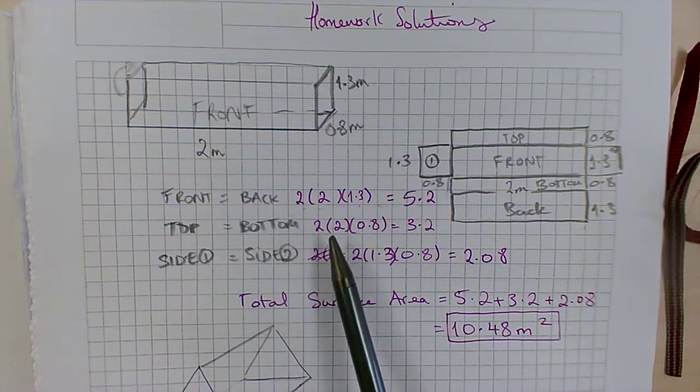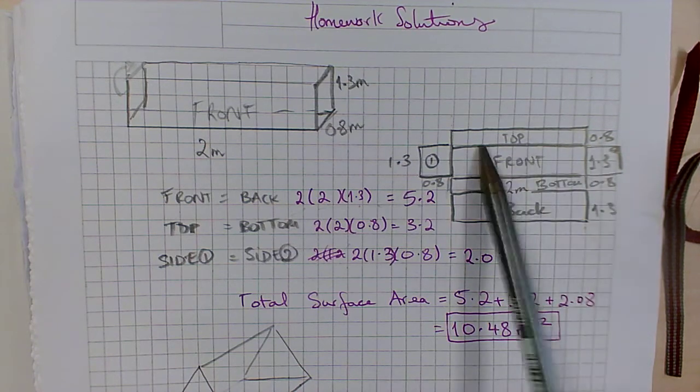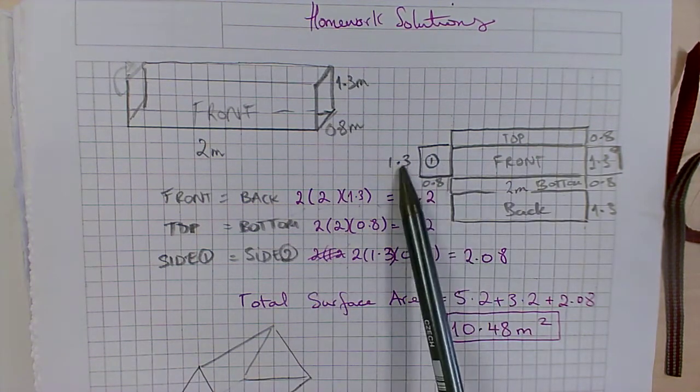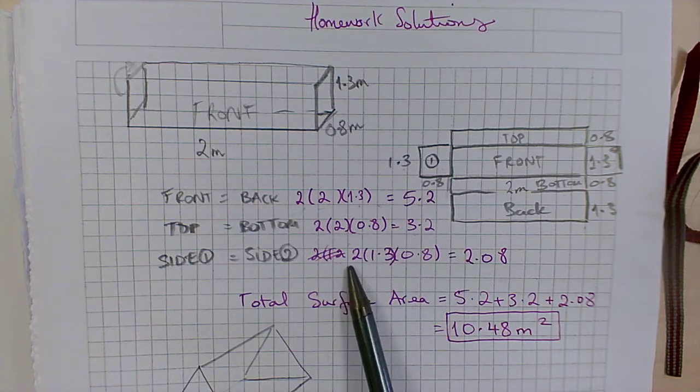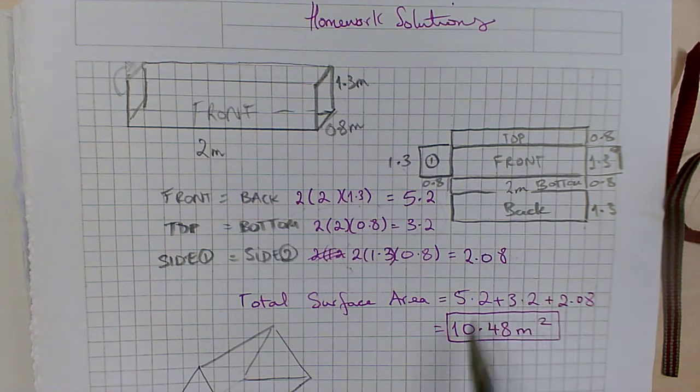Same thing for the bottom and the top. They are 0.8 by 2, and there's 2 of them. And finally the sides, each of the sides is 1.3 by 0.8, and there's 2 of those. So I work out those individual areas and then I add them all together to get my total surface area.